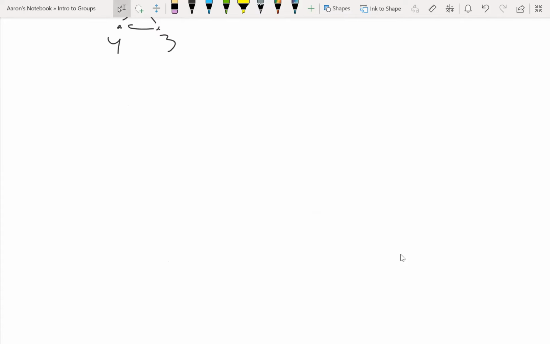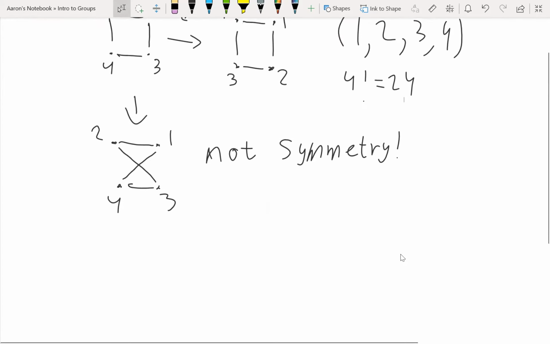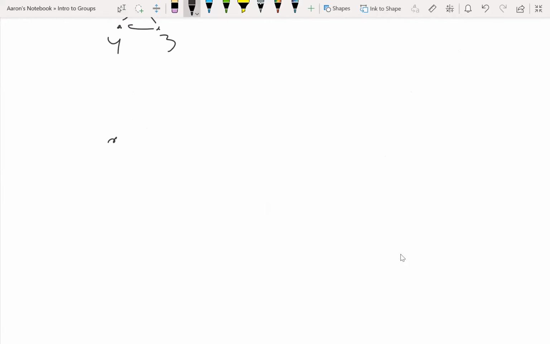So yeah, let's talk about this a little bit more, actually. What symmetries do we have in the square? If I draw another square down here, and now I'm still going to label the vertices 1, 2, 3, 4. What are some symmetries?